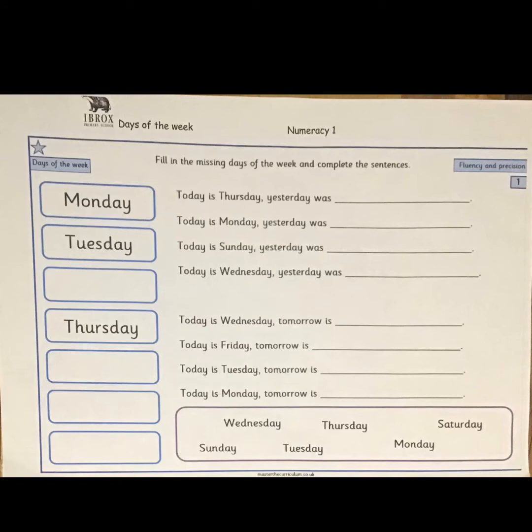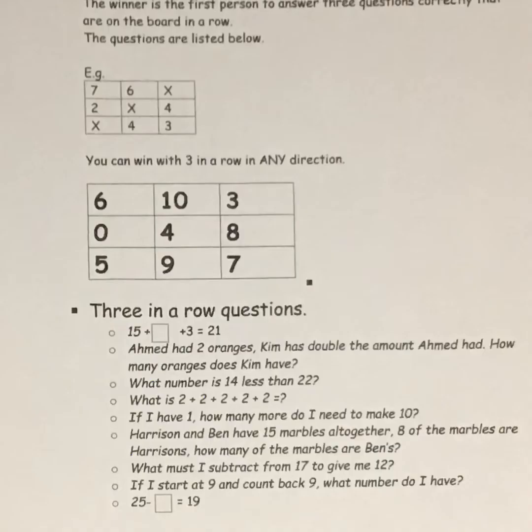Numeracy 1 is a day of the week activity. The missing days of the week should be filled in. There is a word bank at the bottom of the page to help with this. Children should complete the sentences using the appropriate days of the week.